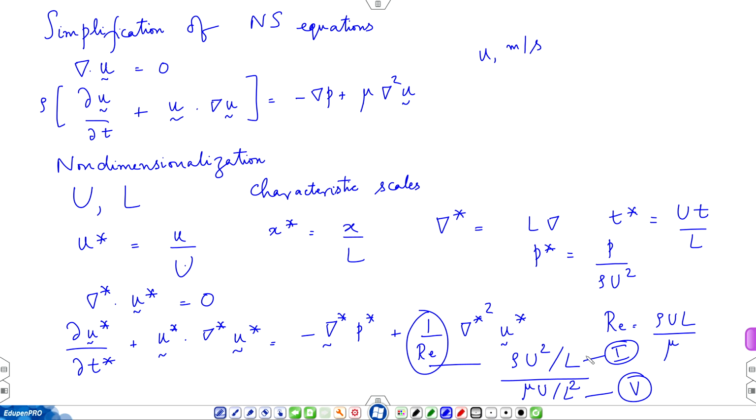Now, let us make one more sweeping simplification, which is to drop all the stars. So, in this book, and any other book, they will give you Navier-Stokes equations sometimes in dimensional form. If you see rho and mu, then you know it is in dimensional form. If you see Reynolds number, then you know it is in dimensionless form. Okay. So, rarely does one carry through all these stars.